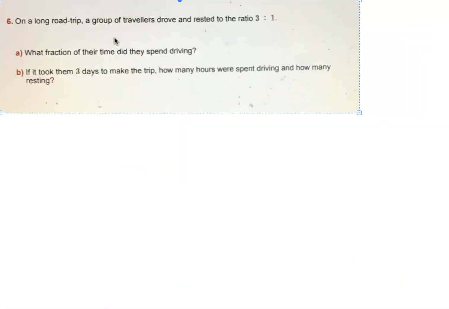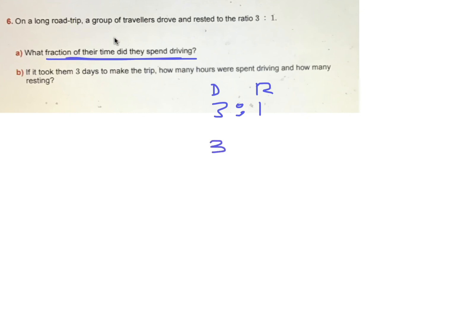All right, so let's just look at this one. On a road trip, a group of travellers drove and rested in the ratio of 3 to 1. What fraction of the time did they spend driving? So there would be 3 out of the total parts here, which is 4. So 3 out of 4 they spent driving.